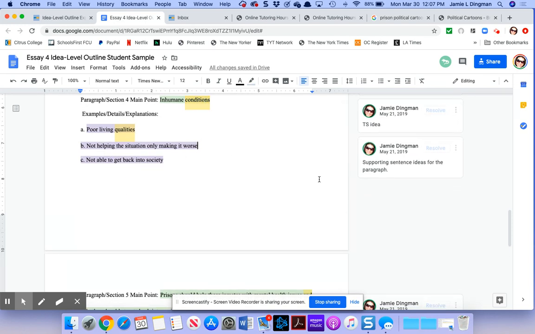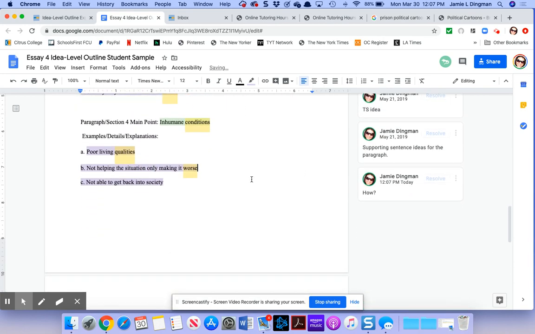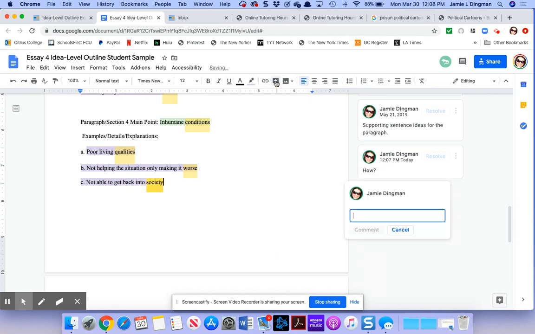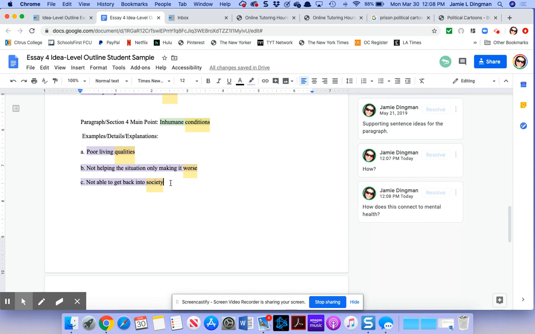Not helping the situation, only making it worse. This is one where I want to say, no, how? How? Be specific. How is having those living conditions making it worse? And then not able to get back into society. Again, how? Right? How does this connect to mental health? I'm not sure. This kind of feels like it could be off topic a little bit if they're talking about reentry. I guess if they're making the claim that the inhumane conditions were so bad that it worsened the mental health issue and that makes it more difficult for them to get back into society, that could work. But this one is potentially off topic.